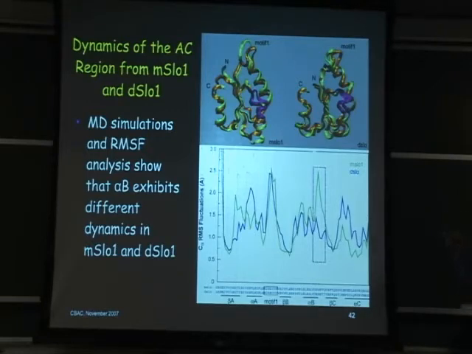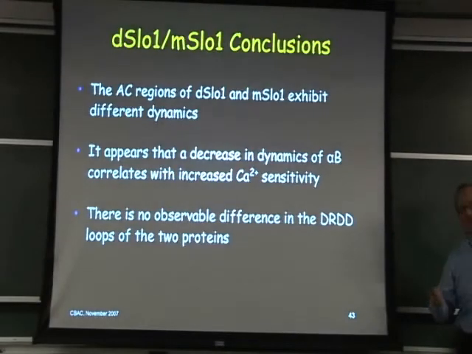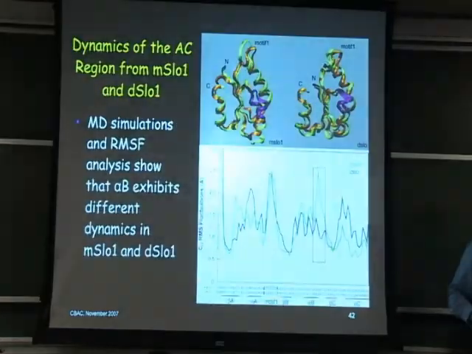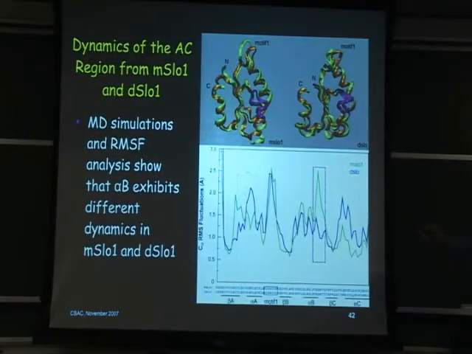I don't think we fully understood the implications of this work, in the sense that we picked out this one region and basically showed that we've got these AC regions which exhibit dynamics. This decrease in dynamics of alpha B correlates with, first of all, increased calcium sensitivity, those D-slope traces that I showed you before. But interestingly, there was no observable difference in the dynamics of these DRDD loops, where the calcium is close to 65. You go back and take a look at these. Here's the DRDD loop, this peak here, and we see really no change in the dynamics of these loops at all.